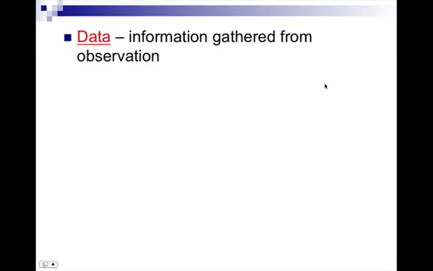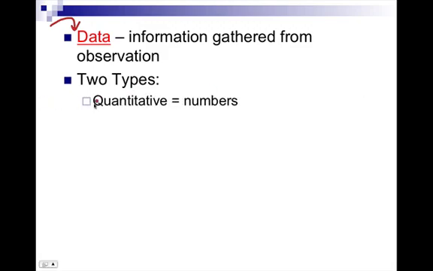Your next vocabulary word is data. The definition of data, which I'm sure you've heard before, is information gathered from an observation. Well, there are going to be 2 types of data. The first type of data is called quantitative data. And quantitative data means numbers.